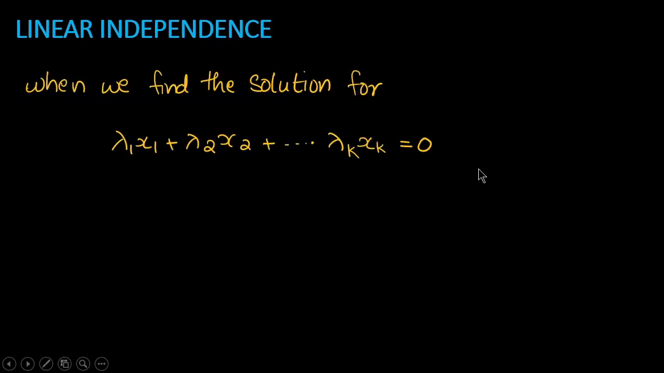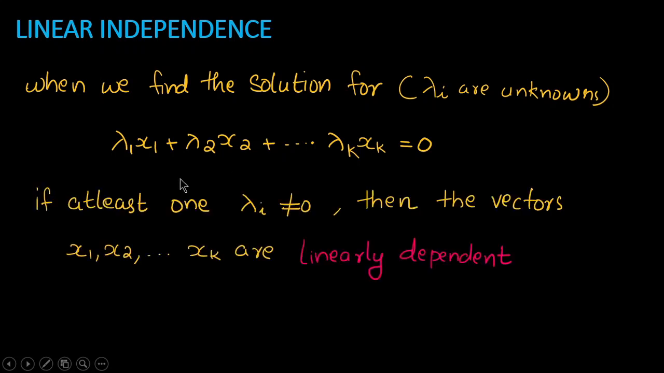And for linear independence, we find the solution for this linear combination by setting it to 0: lambda 1 x1 plus lambda 2 x2 plus etc. lambda k xk equals 0. We already know the values of x1, x2 and so on, so here the unknowns are the lambda values: lambda 1, lambda 2 up to lambda k. When we find the values for these lambdas, if at least one of the lambdas is not equal to 0, then we can say that the vectors x1, x2 up to xk are linearly dependent.